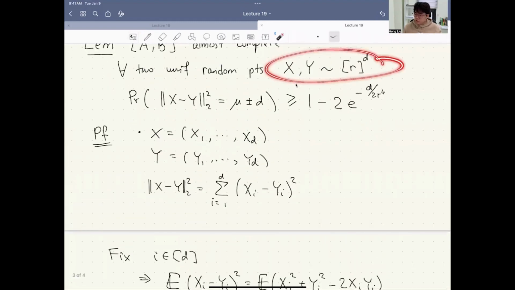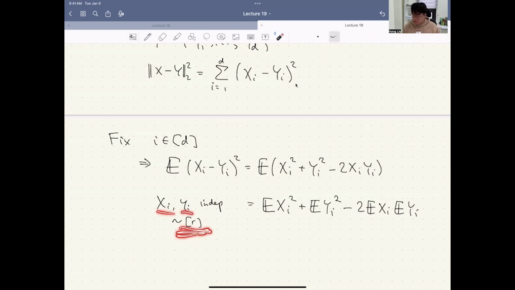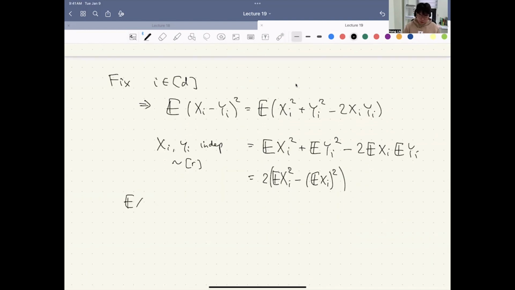x and y are uniformly distributed here. That means xi, yi are uniformly and independently distributed between 1 and r, right? So by independence, this is the expectation of xi squared plus the expectation of yi squared minus 2, we can split this, the expectation of xi times the expectation of yi. Okay, but then they are IID distributed, so this is the same as this. This is the same as this. We can then write it as 2 times the expectation of xi squared minus the square of the expectation of xi.